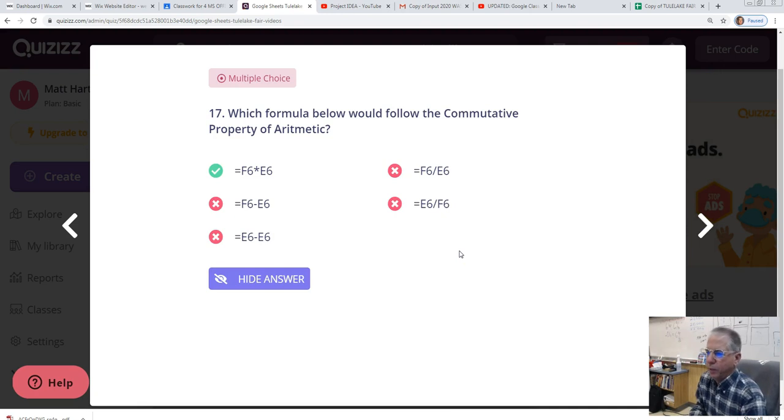Question 17. Which formula below would follow the commutative property of arithmetic? Meaning that the order of the operation could go both directions. In this case, it's equals F6 times E6 because it's multiplication. Subtraction does not follow the commutative property because you get a different answer if you reverse the order of the operation. F6 minus E6 would not be the same as E6 minus F6. And the same for division. That does not apply. You can't reverse the order of the operation and get the same answer, but you can with multiplication and addition.